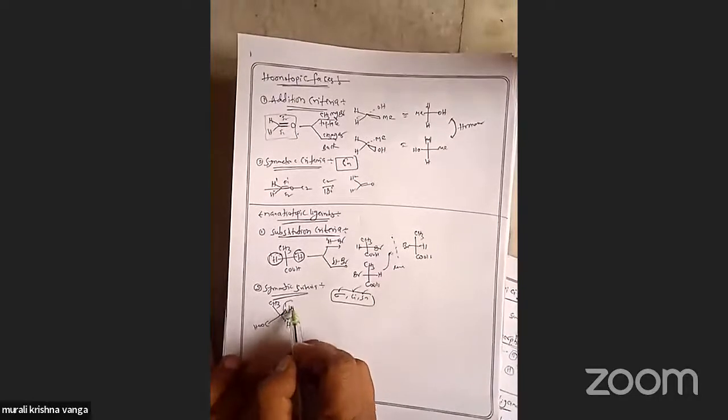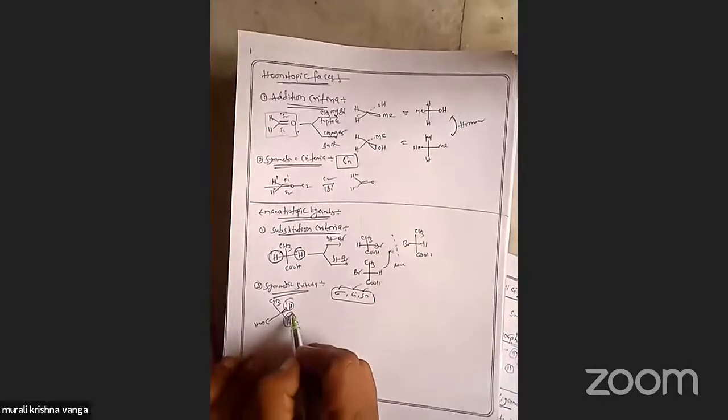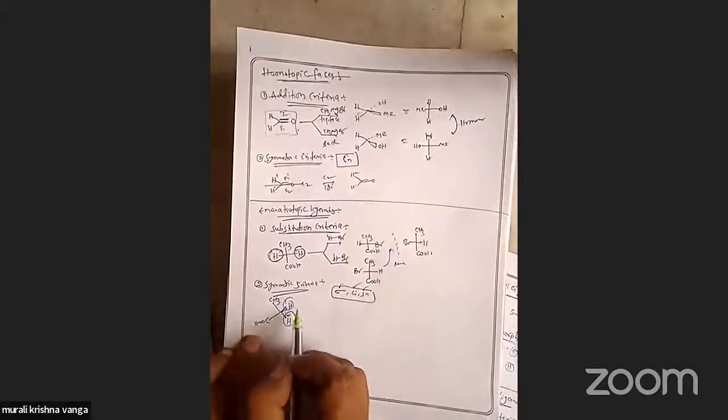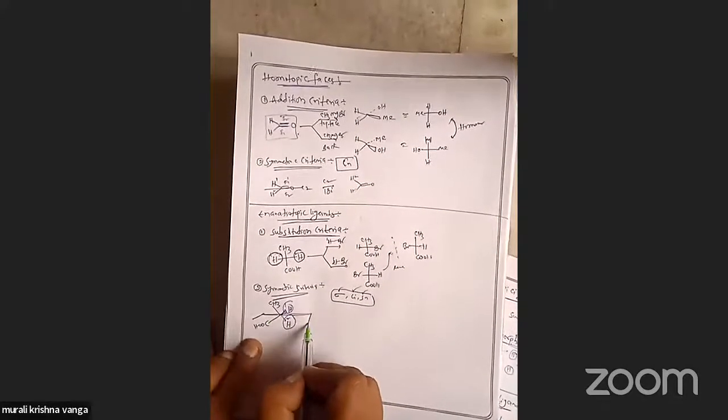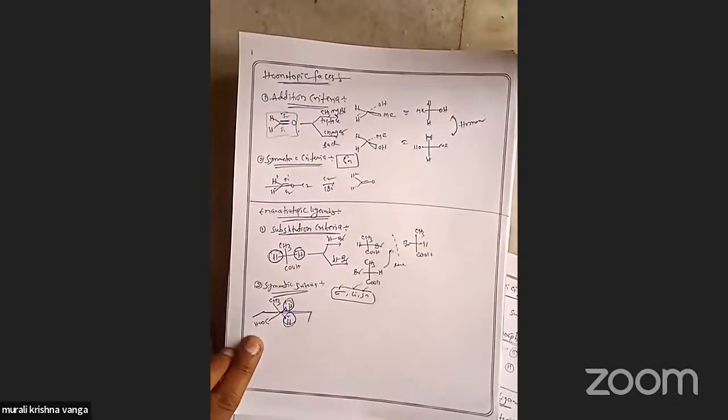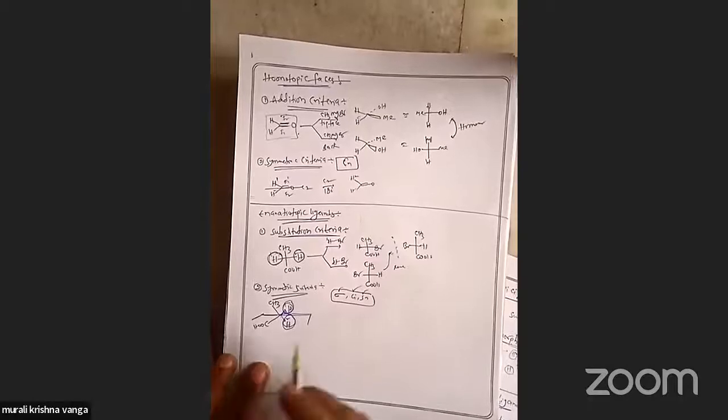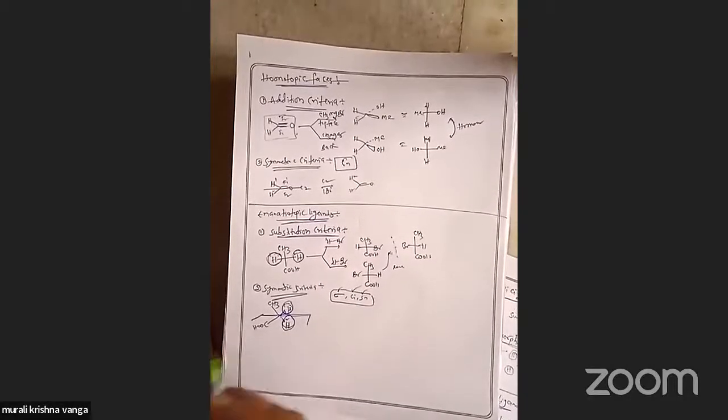Here, these two are the selected homomorphic ligands. These homomorphic ligands are interchangeable with plane of symmetry. Therefore, these two ligands come under the enantiotopic ligands. So this is one example.